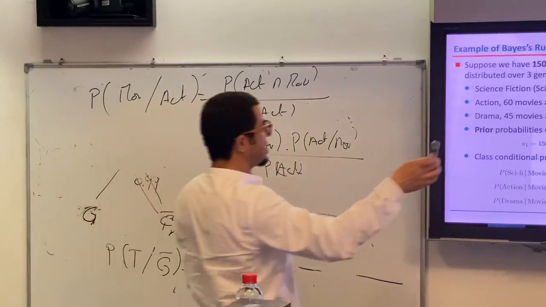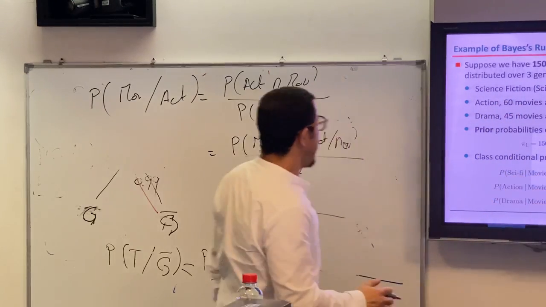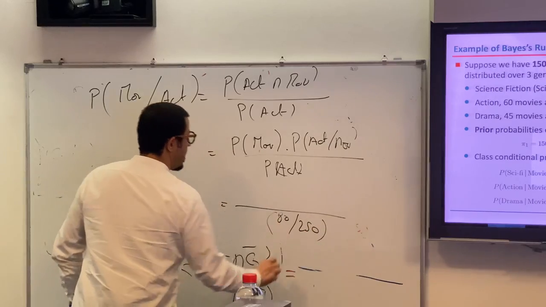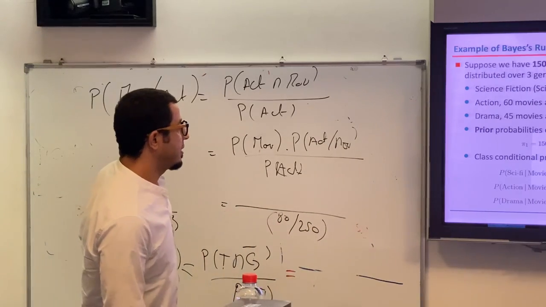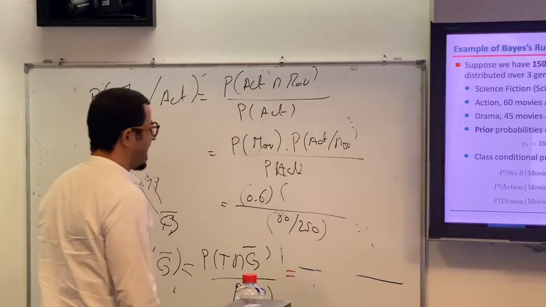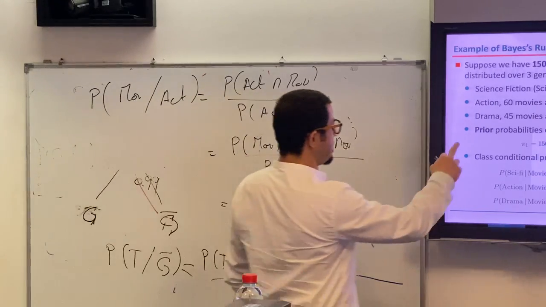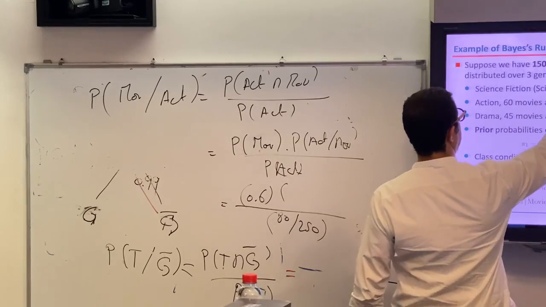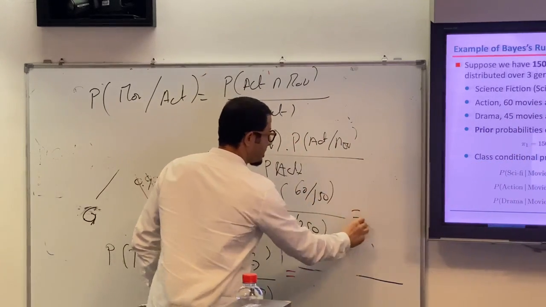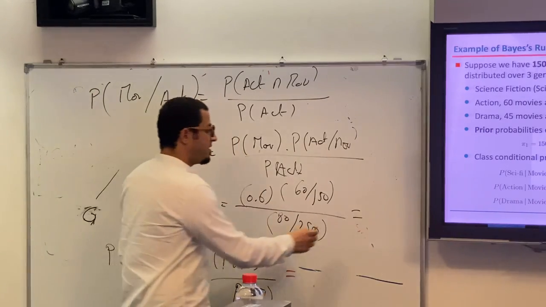Action, what is action here? Action is 20 plus 80 out of 250, right? What is the probability of movie? 0.6, right? Times the probability of action given that it is movie. For the movie, I have 60 out of 150, right? Yes? Imagine in calculation, I will not do it. Imagine it's 0.6.